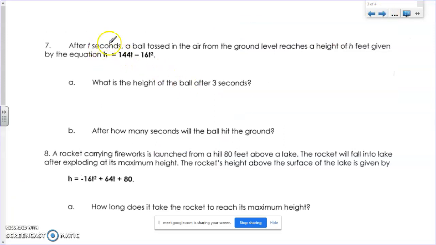After t seconds, a ball is tossed in the air from ground level, reaches a height of this, okay? What is the height of the ball after 3 seconds? What would I do there? Plug 3 in place of t, right? So I would have h of 3 equals 144 times 3 minus 16 times 3 squared. So just like on the graph, you would have gone to 3 and gone up and found the answer. If you have a function, you just plug 3 in and solve for y. So when you plug that in, what do you get?